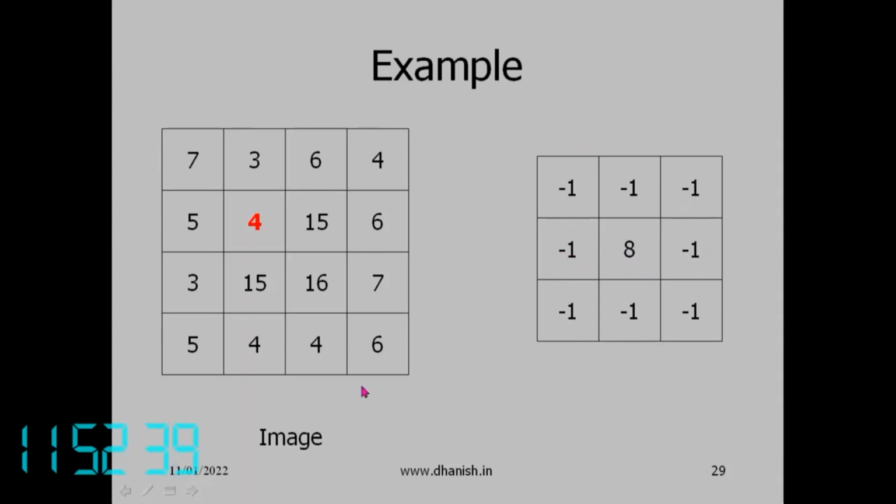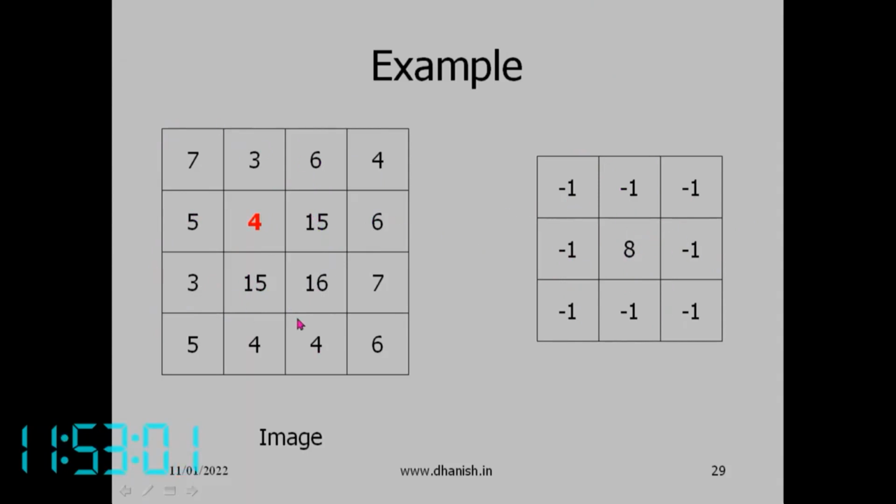If you see this image, how does it look? These are all low pixels, and here we have a very bright L shape. So we want to enhance this boundary. All others should come down, and these should get enhanced. So we can apply this.